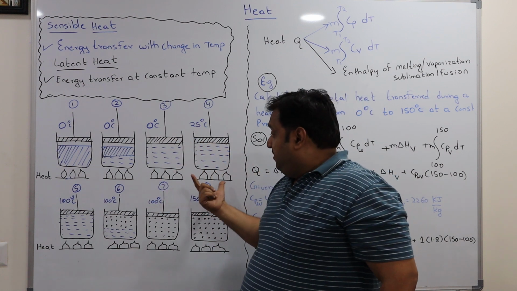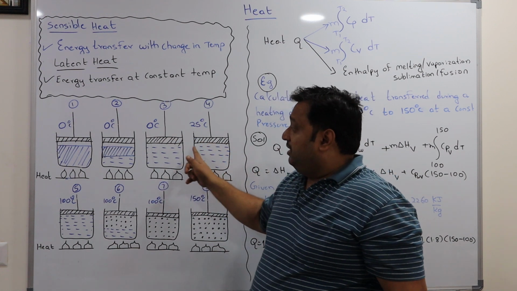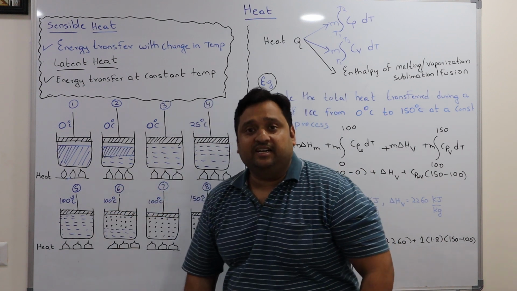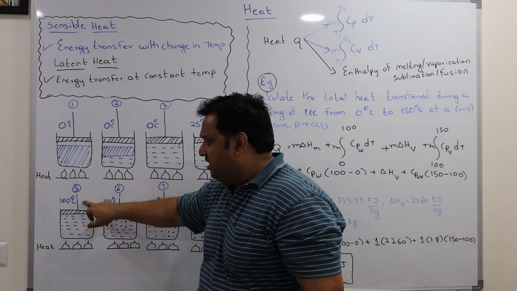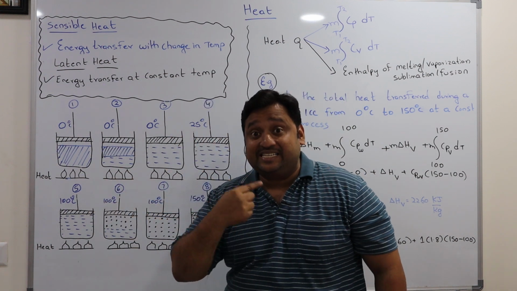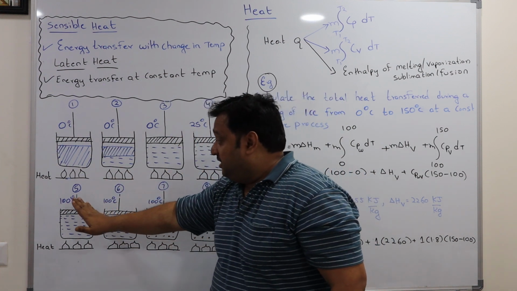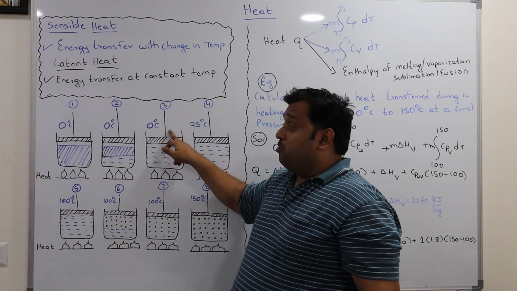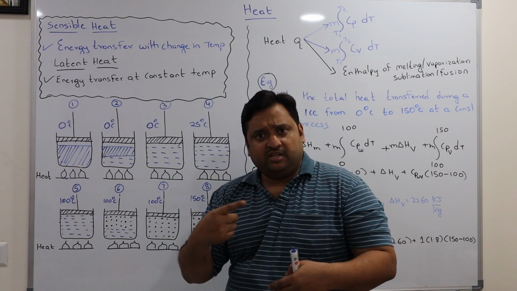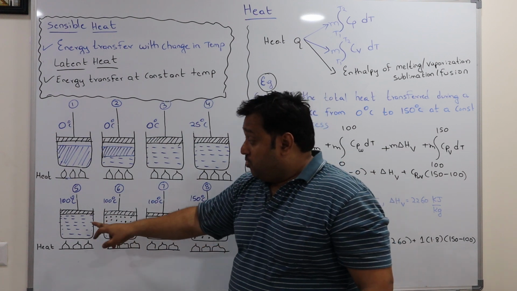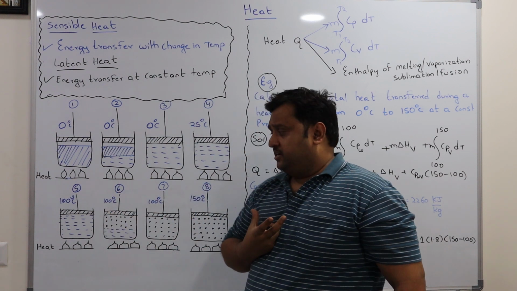Even if you further heat the system, it will reach, let us say, 100 degrees centigrade. From 0 to 25, then 25 to 100, you can see the changes in the temperature till 100. Between 0, 25 and 100 you can observe the changes in the temperature. That is, everything comes under sensible heat.